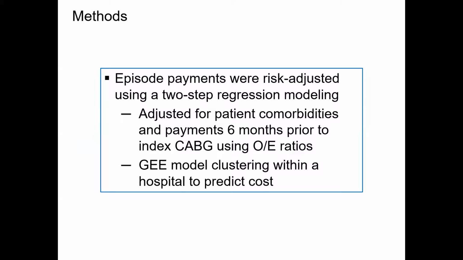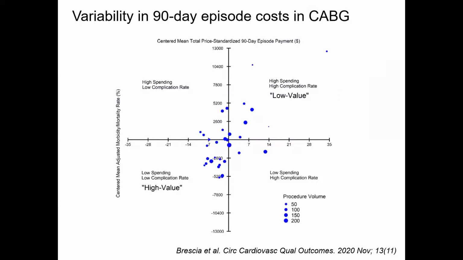Cost was predicted using a two-step approach. First, they adjusted for patient comorbidities and payment 6 months prior to the index CABG procedure using an O/E ratio approach. And then that fed into a GEE model where they clustered around hospital to predict cost. This resulted in the categorized hospitals by value and defining the intersection between complications and spending.